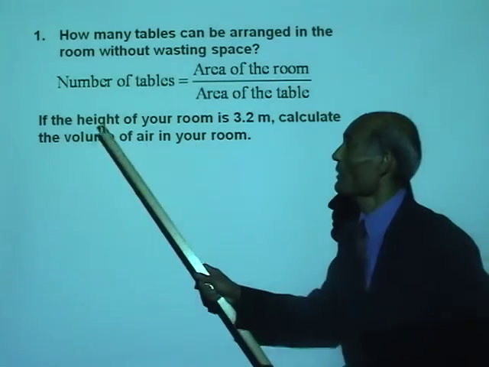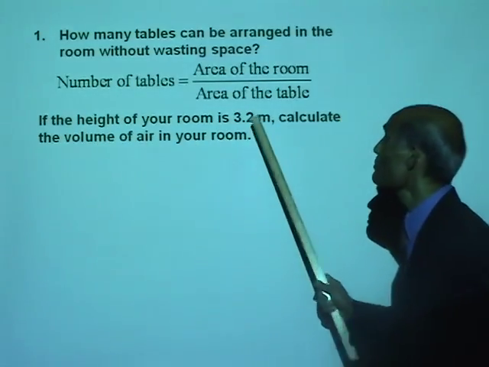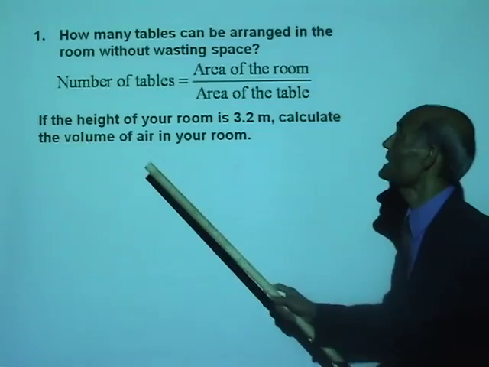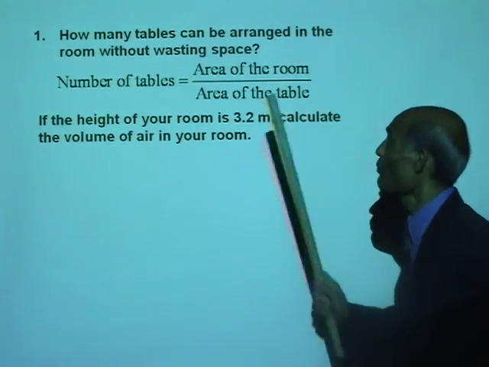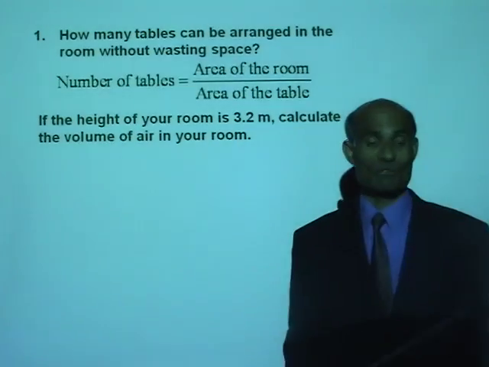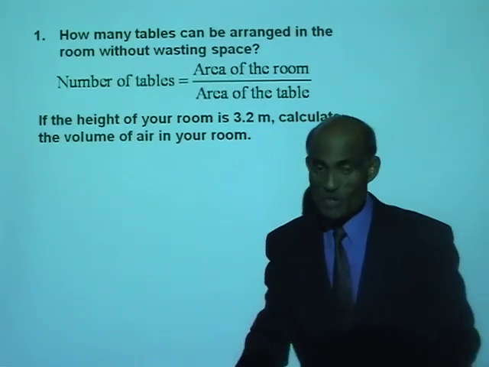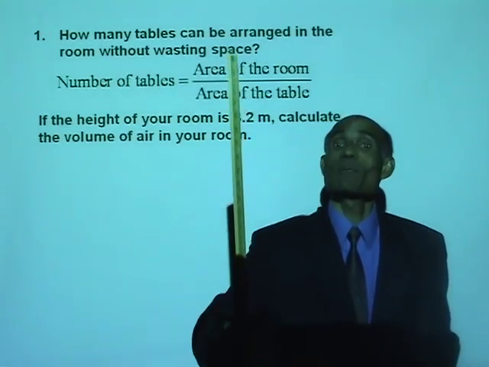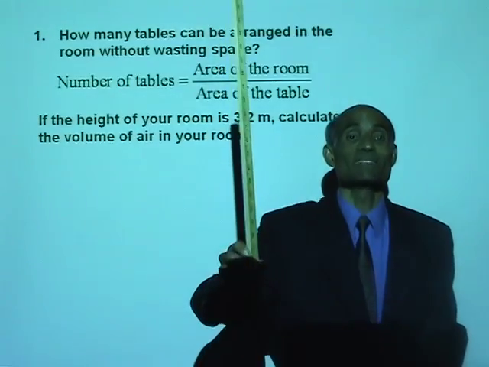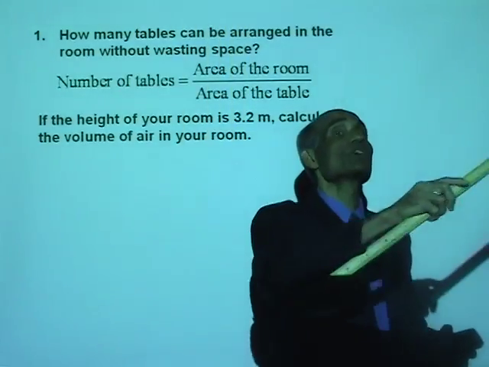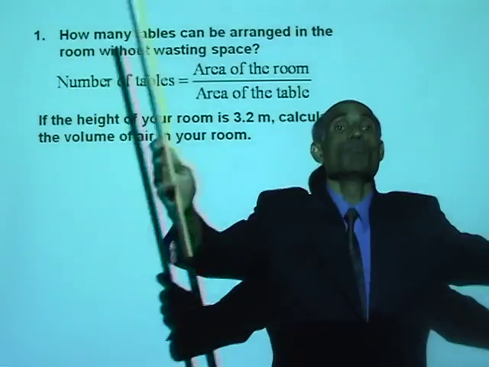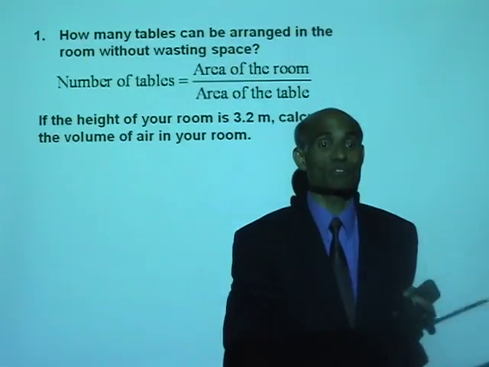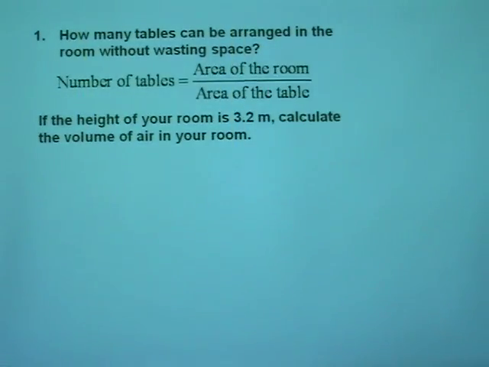Now, if the height of your room is 3.2 meter, calculate the volume of air in the room. You see, you now know the area of the room. If you multiply that area with the height, it will give you a measure of the volume of air in this room. Let me do that in my case.